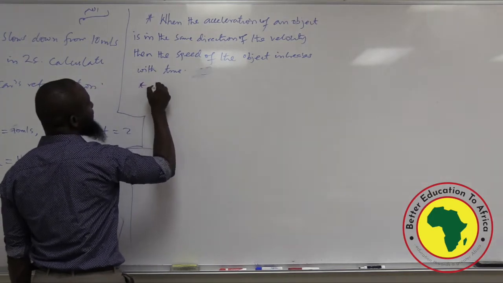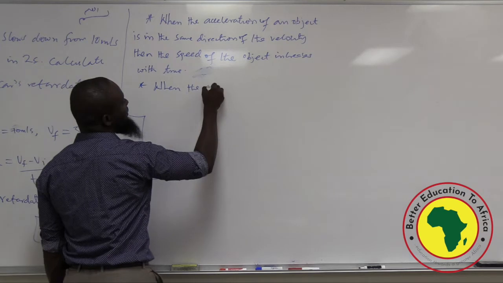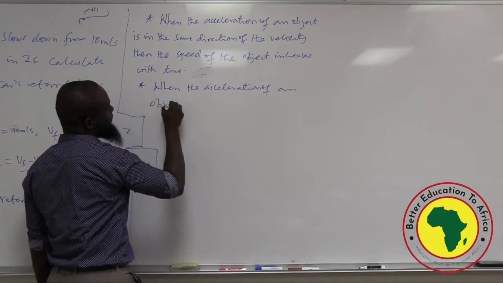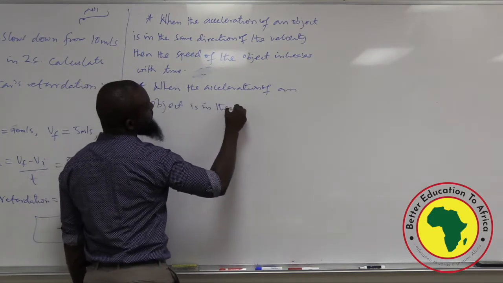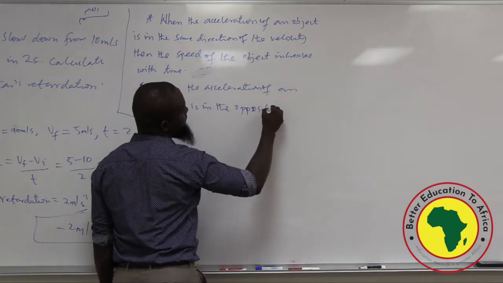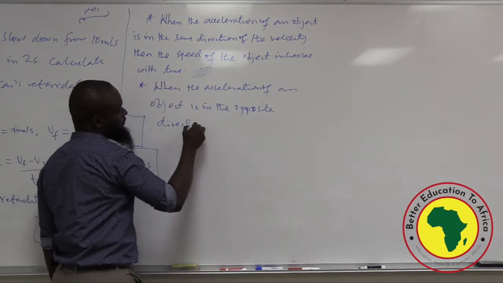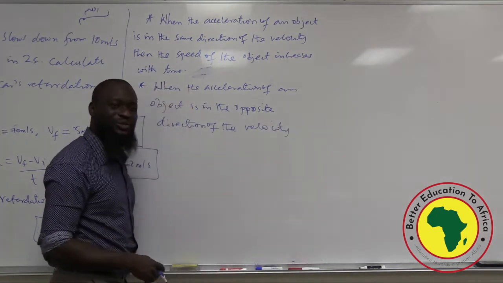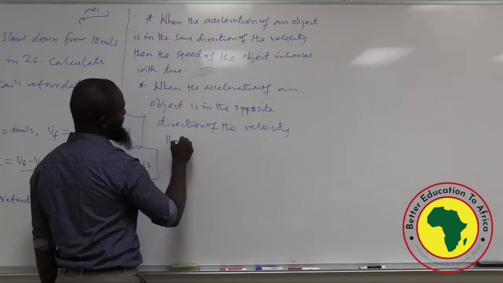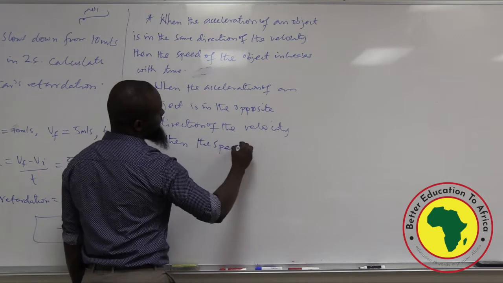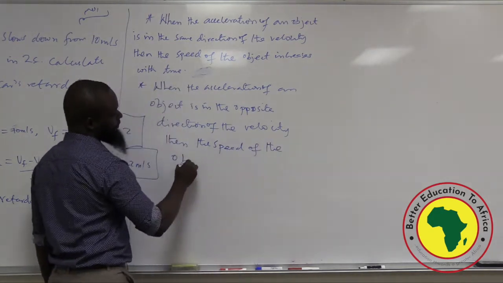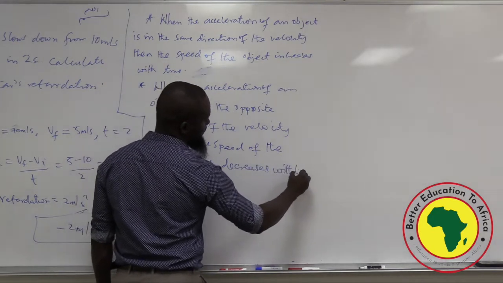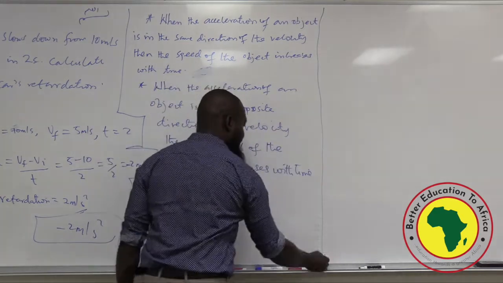And vice versa, when the acceleration of an object is in the opposite direction of the velocity, that is when the object slows down. Then the speed of the object decreases with time. This is very important for you to understand. Okay.